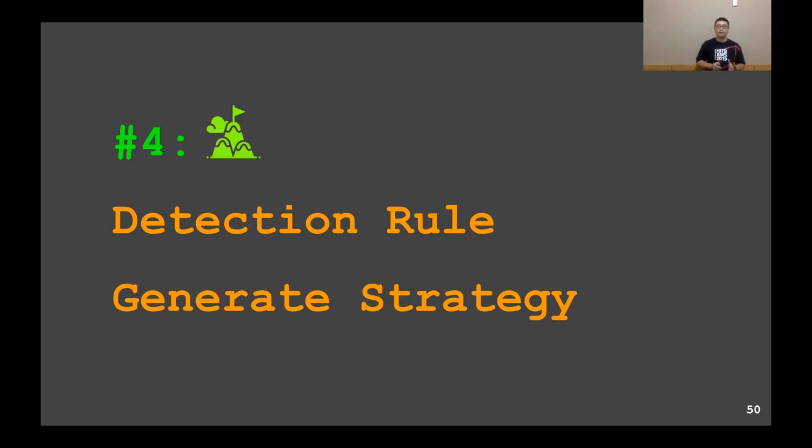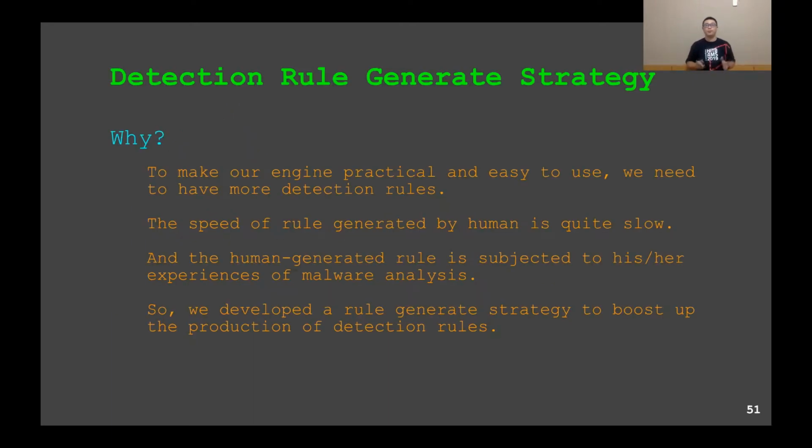Okay, so now I will introduce our detection rule generate strategy. So, why do we need to develop the detection rule generate strategy? The reason is quite simple. Because to make our engine practical and easy to use for malware analysis, we need to have more detection rules. However, the speed of rules generated by humans is quite slow. And a human-generated rule is subject to his or her experience of malware analysis. So, we decided to develop a rule-generate strategy to boost up the production of detection rules.